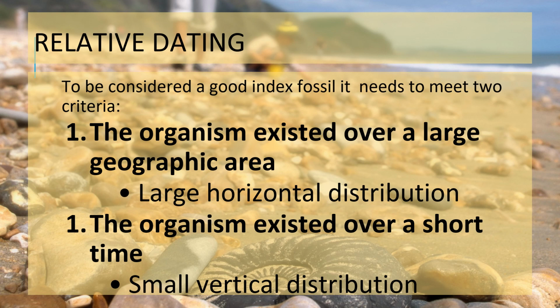And the organism existed over a short time. So we're looking for a small vertical distribution. So something that was short-lived in geologic terms, but existed everywhere. We could argue that several 100,000 years from now, if humans have gone extinct, humans will make great index fossils because we are living over a large geographic area, and in terms of the 4.6 billion year history of this planet, we've been around for a relatively short amount of time.